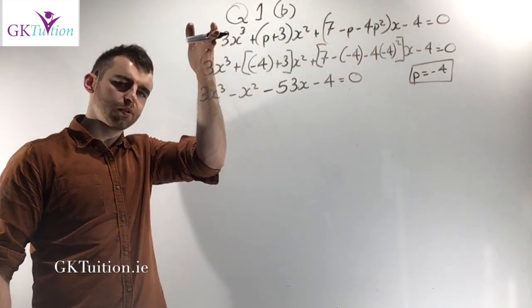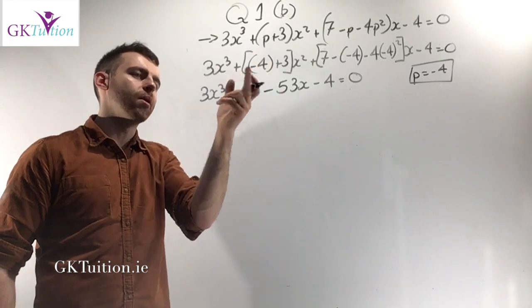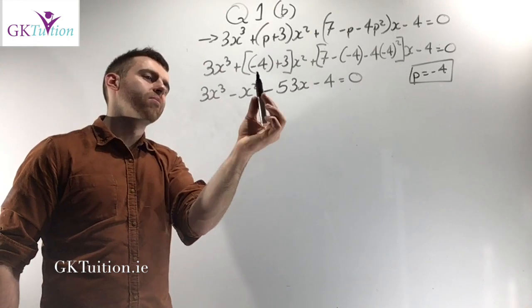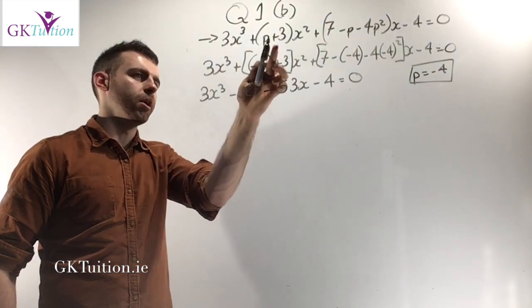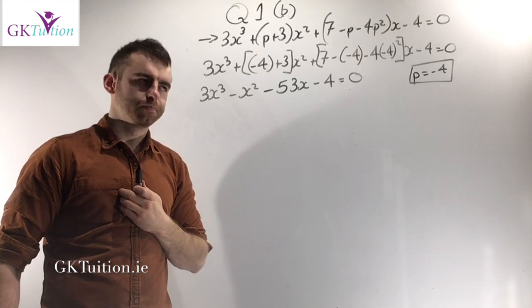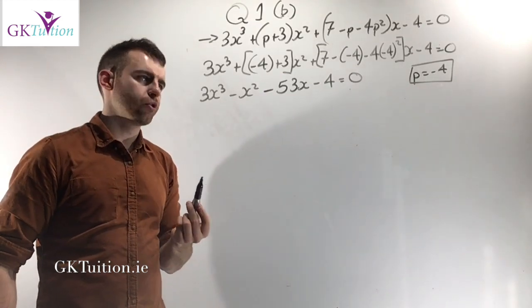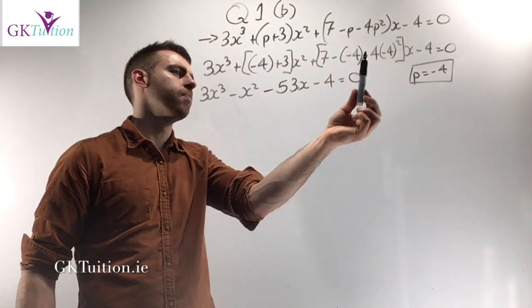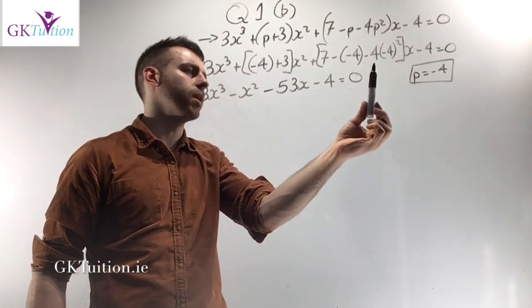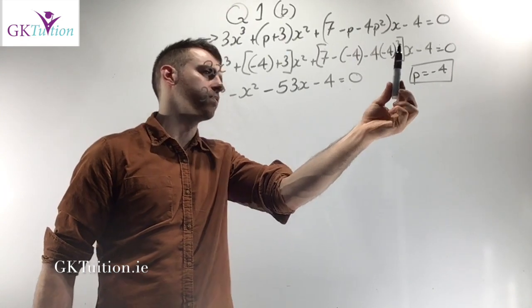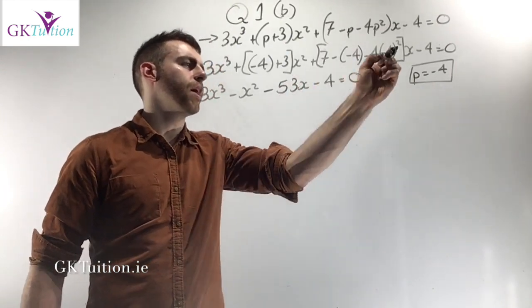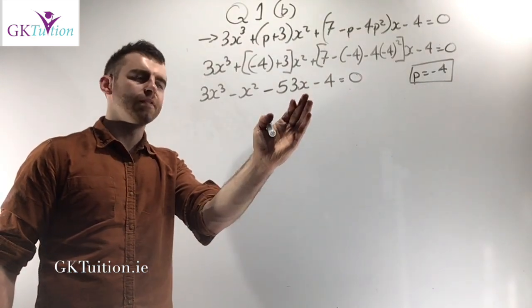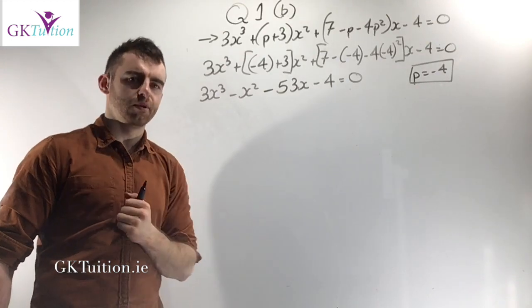So that's what I've done. This is what was given in the question, and everywhere there's a p now, I've just subbed in a minus 4. So you have 3x cubed, and in here you have minus 4 plus 3, so it becomes minus 1x squared. Now in front of the x was probably the trickier one. You have 7 minus p, which becomes 7 minus minus 4, and then you have minus 4 times p squared, which is minus 4 times minus 4 squared. Now you can plug all of that into your calculator, and when you do, you get minus 53. So I obviously have minus 53x minus 4 equals 0.